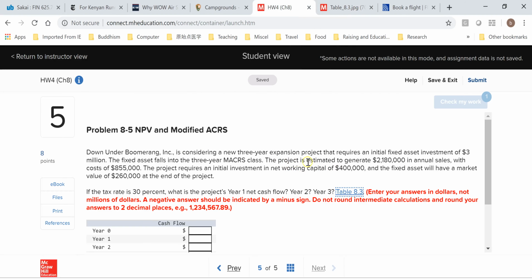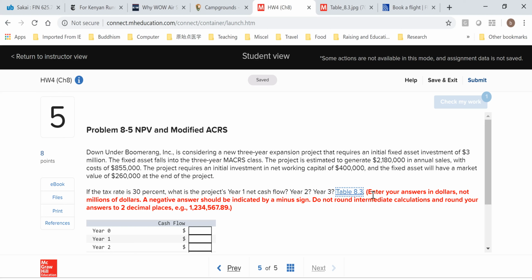The project is estimated to generate $2,180,000 in annual sales, with costs of $855,000. The project requires an initial investment in net working capital of $400,000, and the fixed asset will have a market value of $260,000 at the end of the project. If the tax rate is 30%, what is the project's year 1 net cash flow, year 2, year 3?